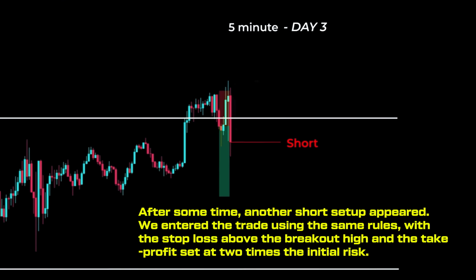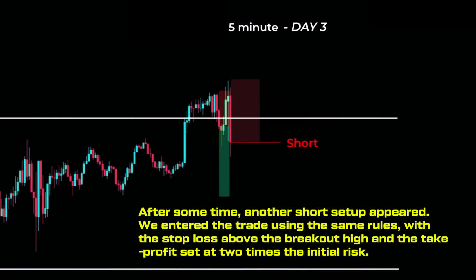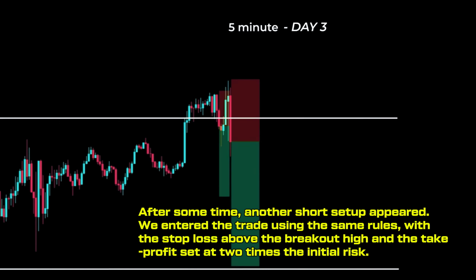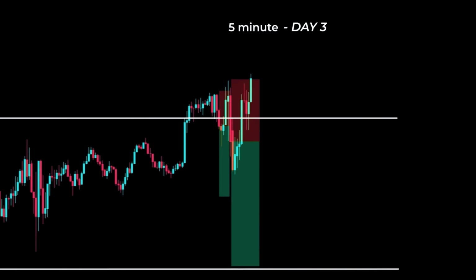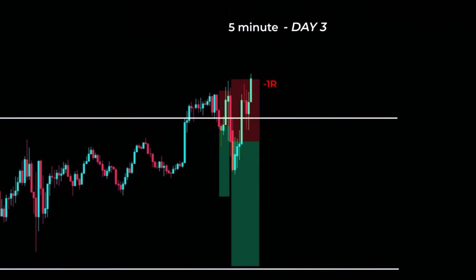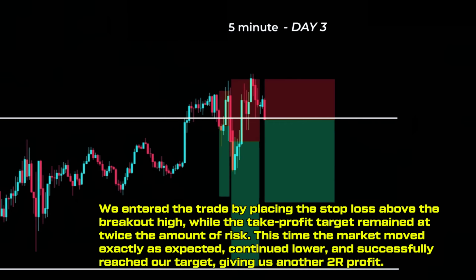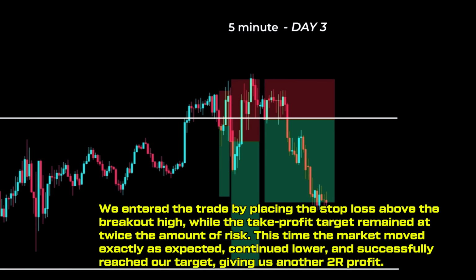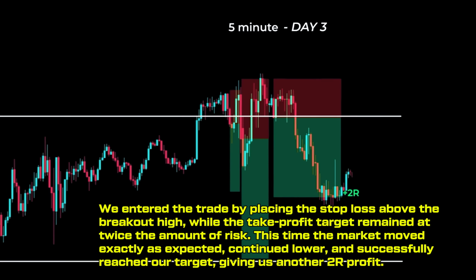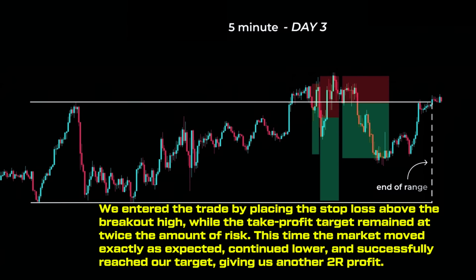After some time, another short setup appeared. We entered the trade using the same rules, with the stop loss above the breakout high and the take profit set at 2 times the initial risk. This time, however, the market reversed and hit our stop loss, resulting in a 1R loss. But then price re-entered the range once more. So that's another short entry. We entered the trade by placing the stop loss above the breakout high, while the take profit target remained at twice the amount of risk. This time, the market moved exactly as expected, continued lower, and successfully reached our target, giving us another 2R profit.